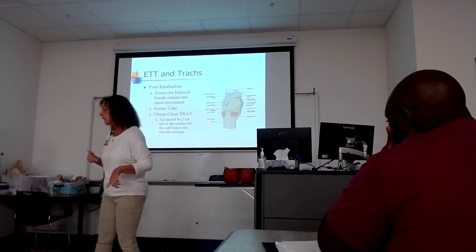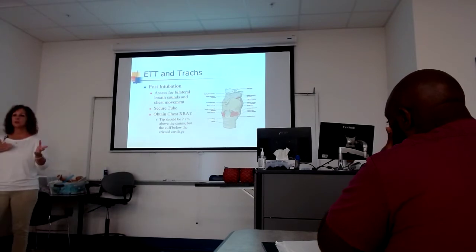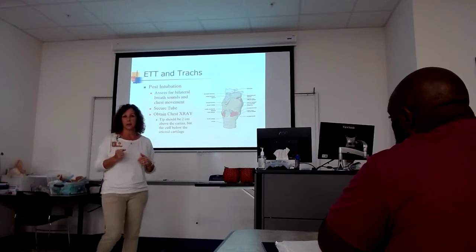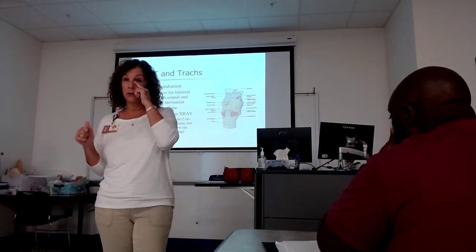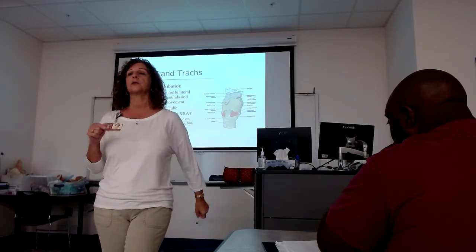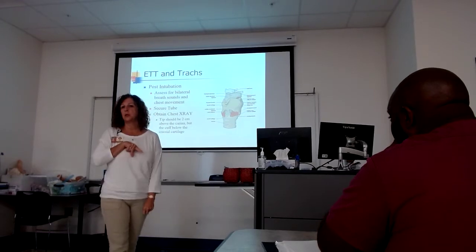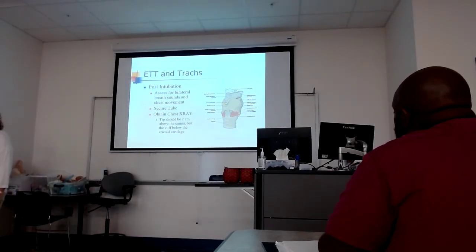Now that's past inspection. What's the next step in assessment? Auscultation. So we're listening for bilateral breath sounds. Then we order a stat chest x-ray. And what we're looking for in the chest x-ray is that the end of the ET tube is 2 centimeters above the carina. What's the carina? Bifurcation. That's where your ET tube should sit. Then it's secured, attached to the vent, and we monitor our patient's response from there. Okay?